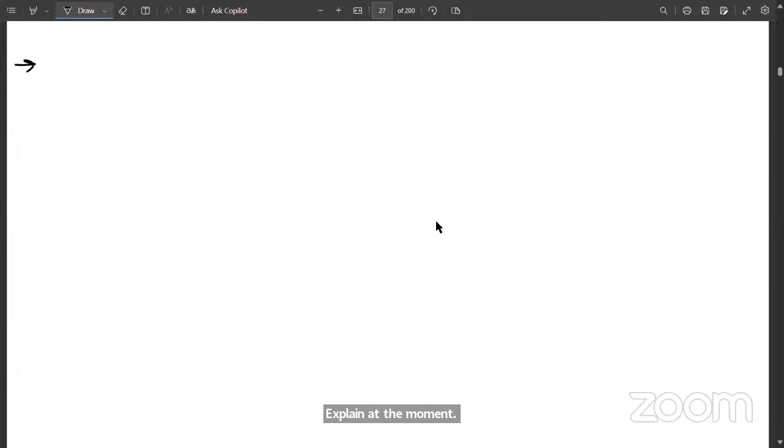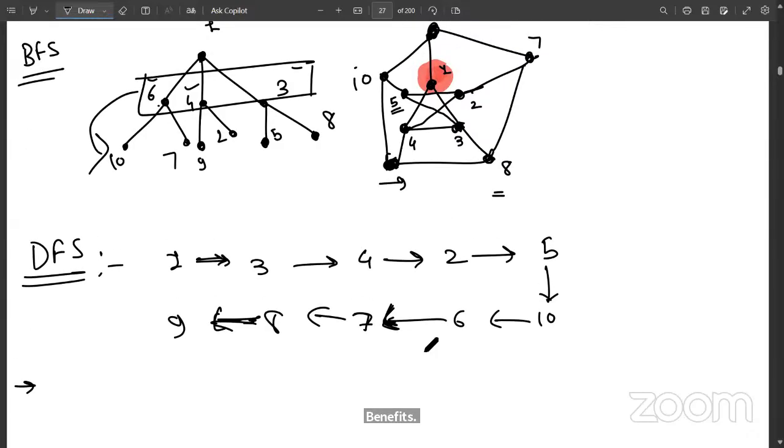Ma'am, in the DFS, the stack would be 3 to 8? 1 to 8? Yeah, the stack will be from 1 to 8, whatever the remaining vertices are. If you particularly apply all the steps and consider the stack, that will contain all your vertices.